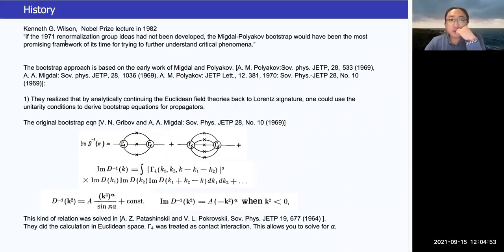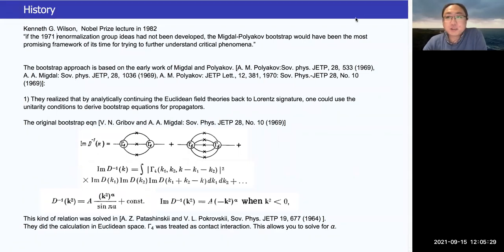In fact, in the 1982 lectures of K. Wilson, he said, if the 1971 renormalization group idea had not been invented, the Migdal and Polyakov bootstrap approach would have been the most amazing framework of its time for trying to understand critical phenomena. So let's go back in time. At that moment, I think conformal symmetry was not quite clear, and the renormalization idea was not clear.